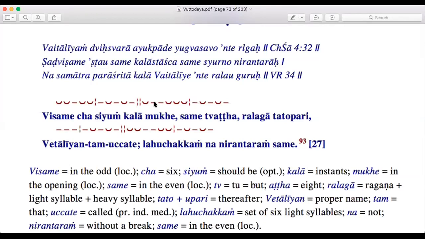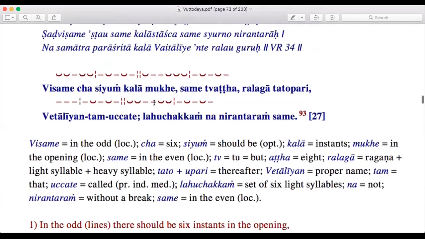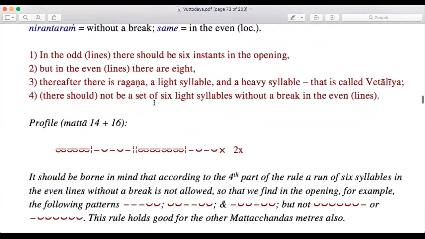Obviously, this is easier to compose than Arya verses. Easier to compose than Arya verses. This is the Vetaliya verse.